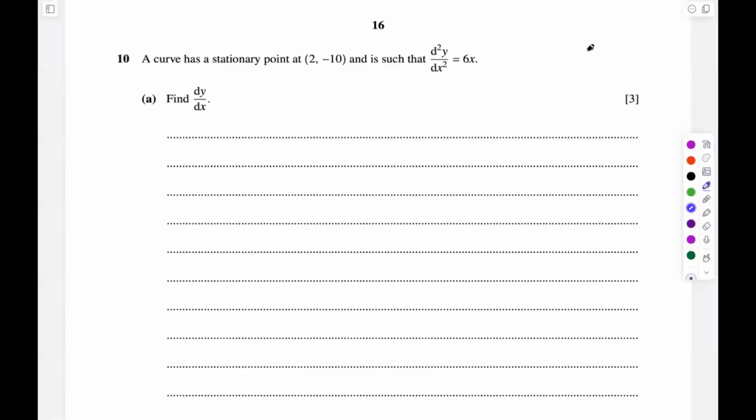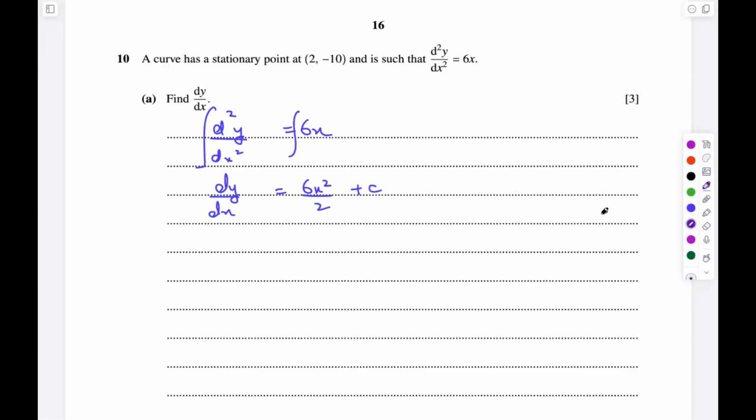Question 10. A curve has a stationary point at 2 comma minus 10 and is such that d square y upon dx squared is equal to 6x. We have to find dy by dx. Now, as the expression for d square y upon dx squared is equal to 6x, to find dy by dx, we'll integrate both the sides. So dy by dx will be equal to 6x squared upon 2 plus c.